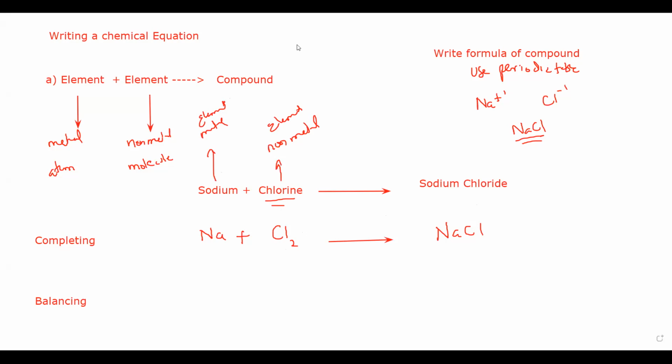And to balance the equation, we can only write the number before the element or compound. So when we check, we have 2 chlorine here. How many chlorine are there on the right hand side?